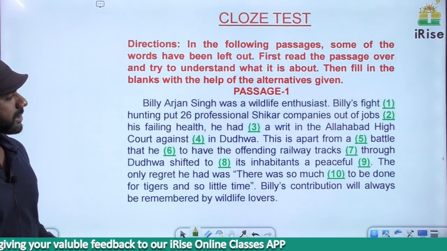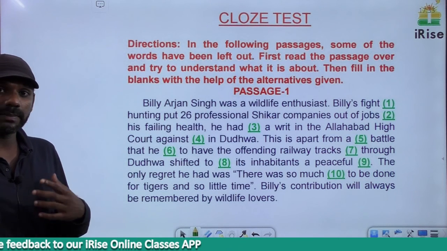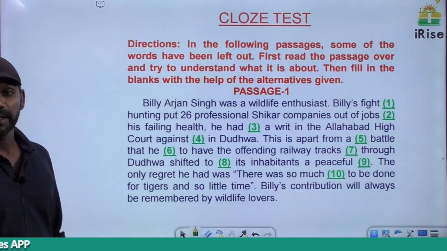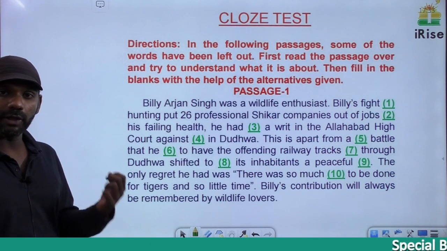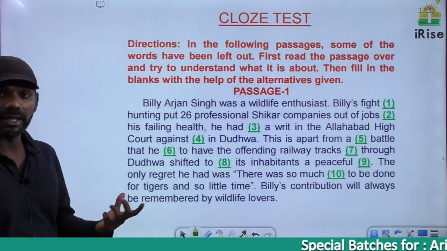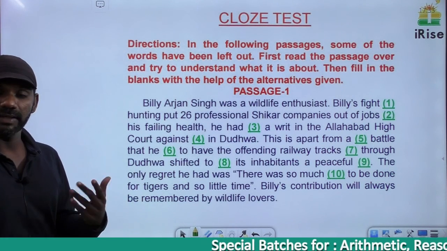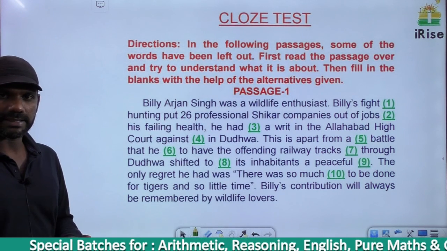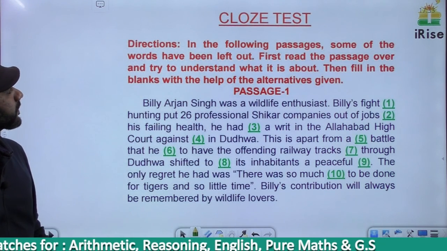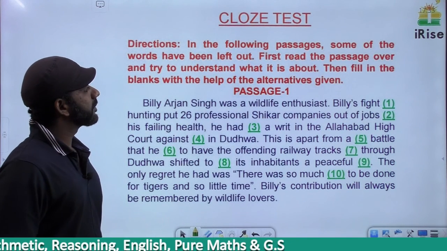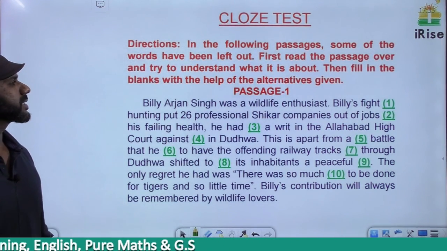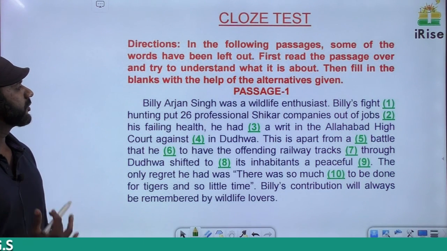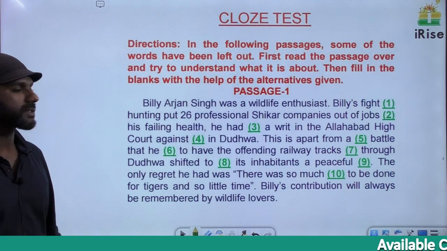We'll go passage by passage. We'll read the passage once. We'll get to know what the passage is about, what the subject matter of the passage is. Then we'll move on to the options. We'll go on to every sentence. We'll think about the words given as options to every blank, and we'll keep eliminating options. Don't get stuck with any option. And every sentence must make sense. I'll read the passage. Now in the following passage, some of the words have been left out, blanks. First read the passage over and try to understand what it's about, the subject matter of the passage. Then fill in the blanks with the help of the alternatives, the options.